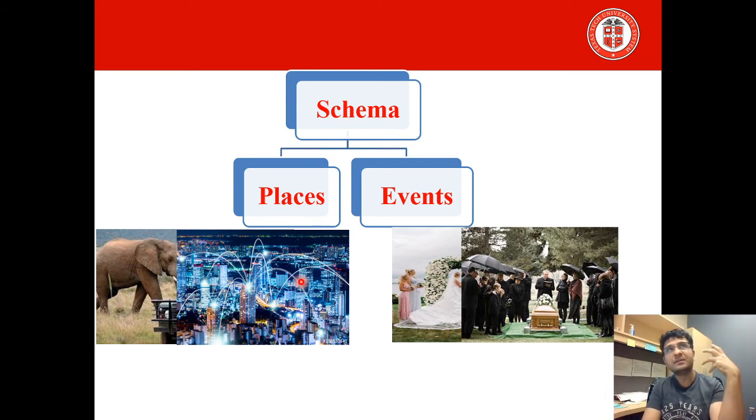Keeping in mind the meaning of schema, schema theory, and these examples, let's talk about a few characteristics of schema.